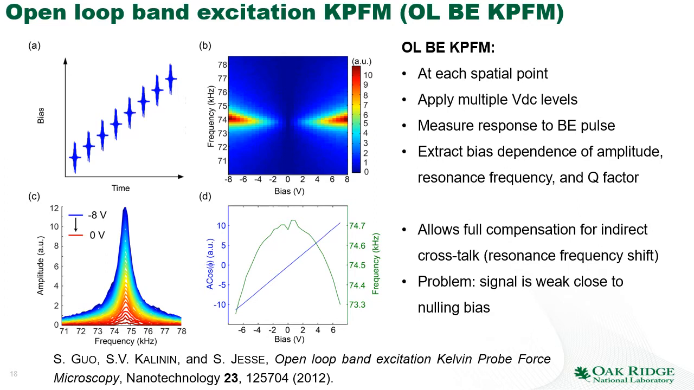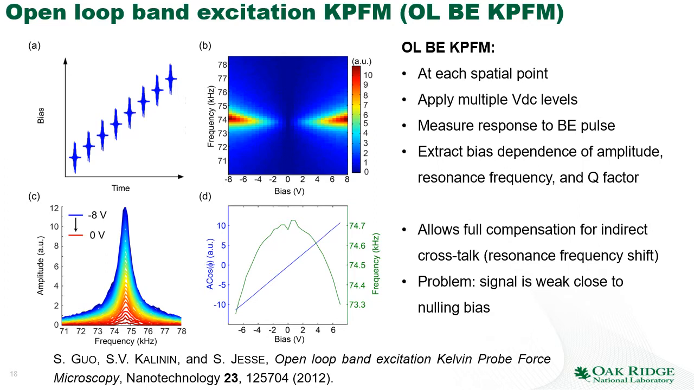And what we can do is to take this data set at each pixel and extract the bias dependence of the amplitude, the resonance frequency, and the Q factor. So from the bias dependence of the frequency, we get the nulling bias, which is the surface potential.